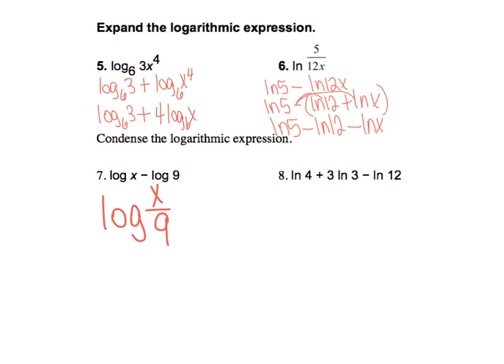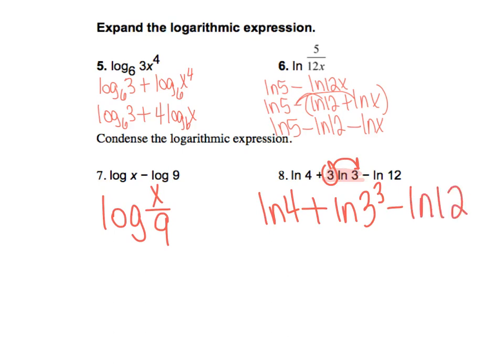On question number 8, we kind of need to look at each term. Okay, the natural log of 4, there's no coefficient to make into an exponent. However, if we look at our second term, 3 times the natural log of 3, we do need to actually take care of that. So I'm just going to rewrite everything else. The natural log of 4 plus, I'm going to take that coefficient and make it back into my exponent, the natural log of 3 to the third power, minus the natural log of 12.